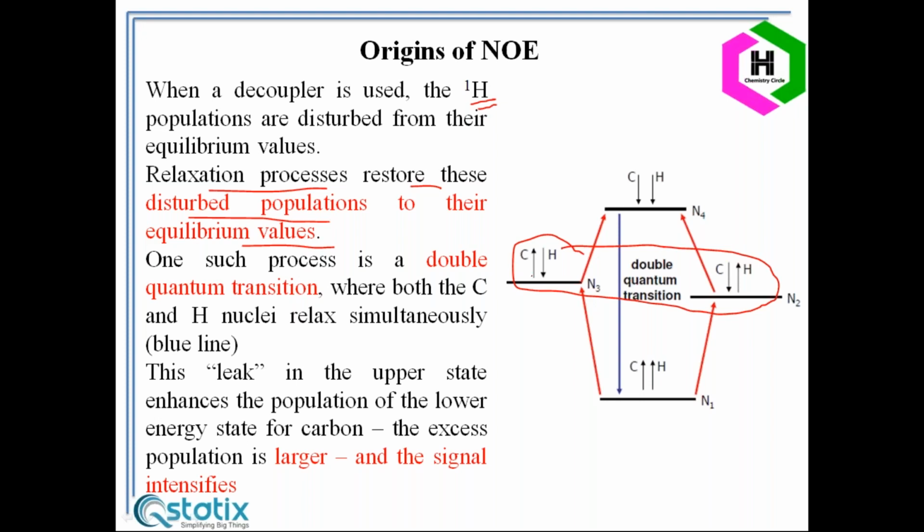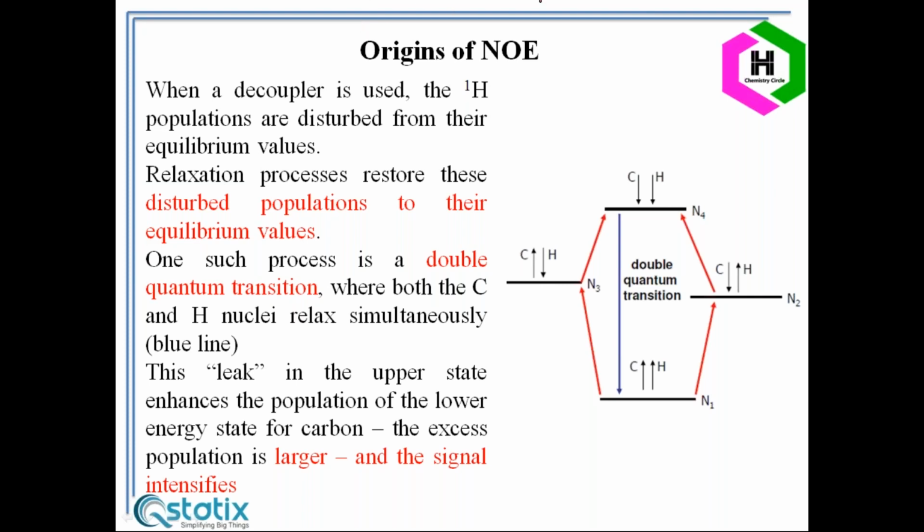Okay. In that process, there will be a double quantum transition we can see, where both carbon and hydrogen will relax simultaneously. So there is a possibility of double quantum transition. At that time, the relaxation of the carbon and the hydrogen will happen simultaneously from the N4 to N1 state. This leak in the upper state is going to enhance the population of the lower energy state of the carbon.